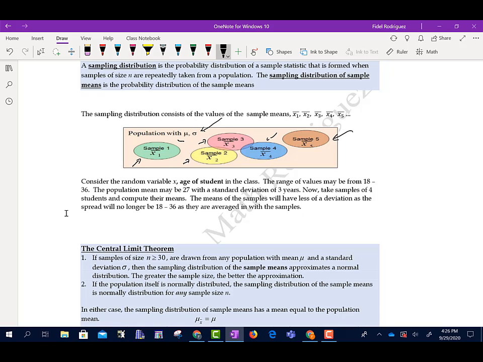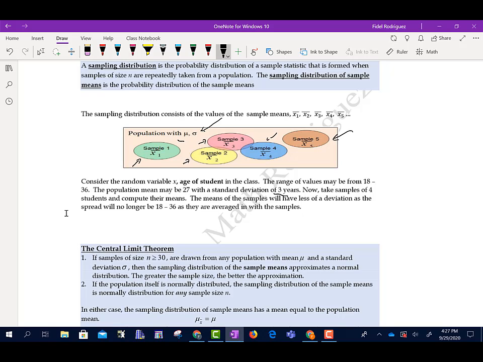So if I said, okay, everybody, let's see if we can figure out your ages. So Jose, what's your age? Aurora, what's your age? Gilbert, what's your age, right? Everybody else in our class, so just start picking people at random. And it says the range of values may be from, say, 18 to 36. The population mean could be 27 with a standard deviation of 3 years.